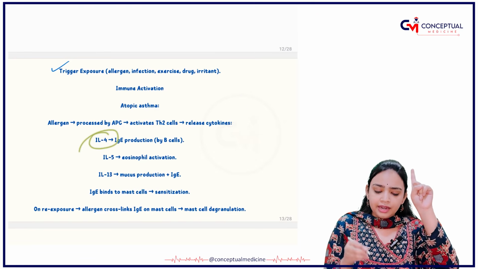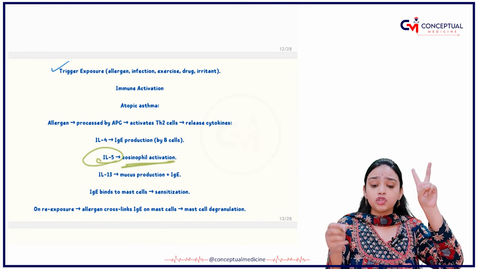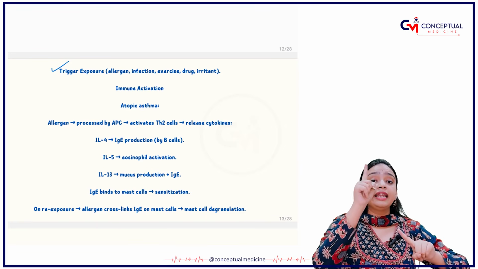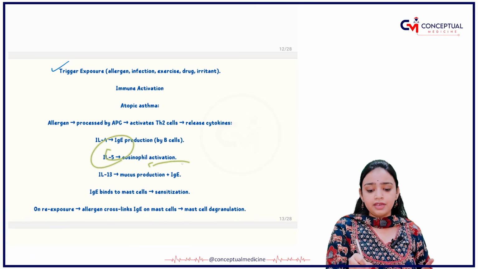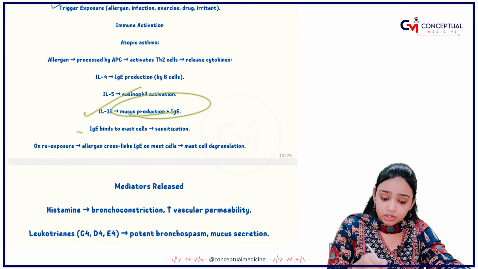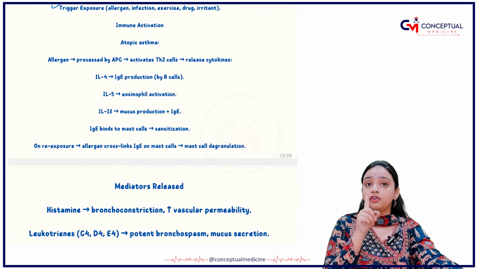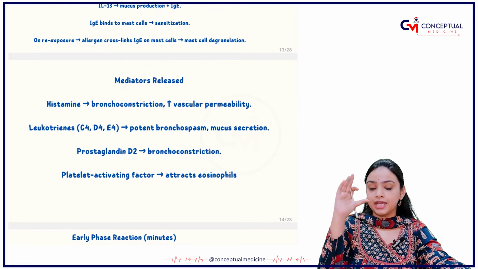then there will be activation of the T helper cells that will release the cytokines. Now interleukin 4 is basically for the IgE production, interleukin 5 for the eosinophil, because I have told you that letter E comes at the 5th place. So interleukin 5 is for the eosinophil activation, interleukin 13 for the mucus production, and IgE binds to the mast cell for the sensitization.